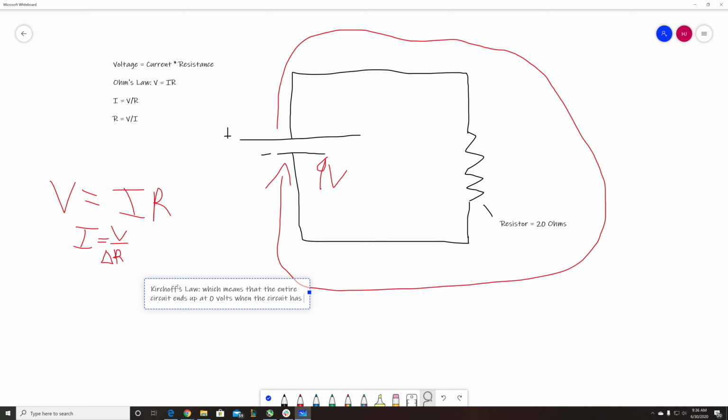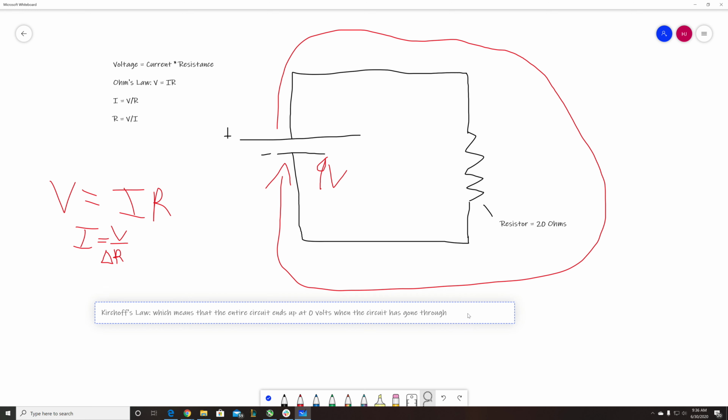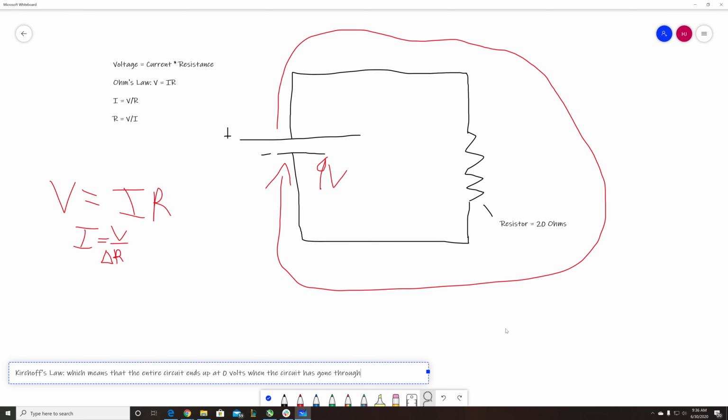When the circuit has gone through, this basically means that this resistor... if you look at, I'm going to move this. So basically this is a very important concept. It is very important later on and extremely important in Division C.